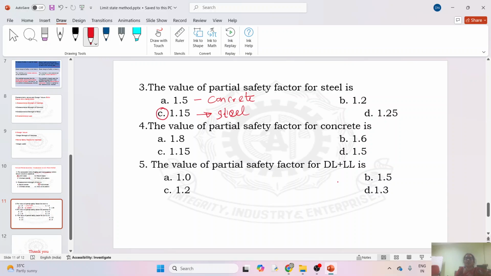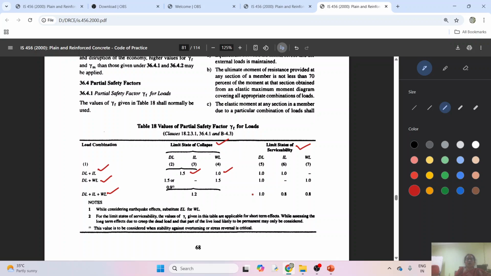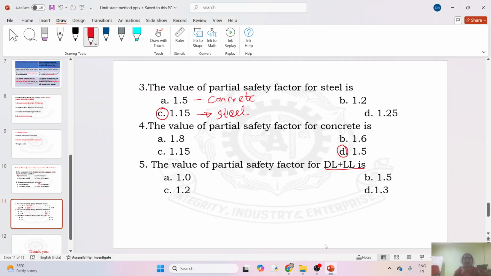The next question: the value of partial safety factor for the concrete is 1.5. Already we have discussed. The last one is: the value of partial safety factor for the dead load and the live load is 1.5. This is given in the IS 456 table. So partial safety factor for dead load and live load is 1.5. So this is the answer.